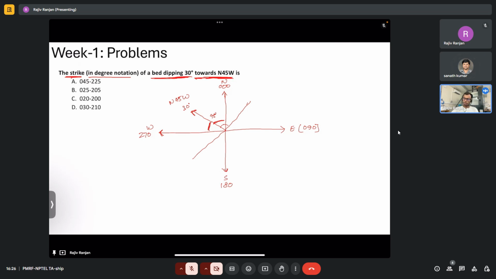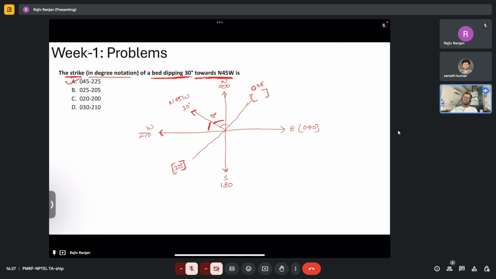So what do you think, what would be this value? Tell me this one first. Approximately it is 45, north 45, right? Yeah. And this part will be the same 45 only, 225, right? So from here we can see that option A is correct.